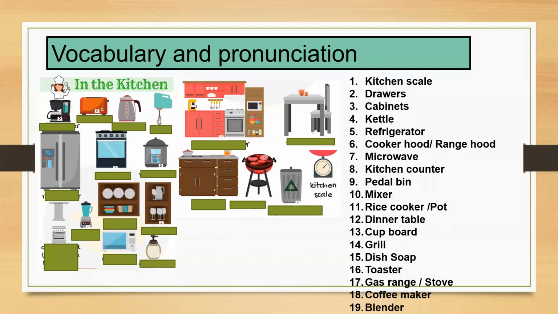Good. What is it, drawers? Cajones. Very good. So where are the drawers? Los que están al lado del asador. Very good. Kettle. What's the meaning of kettle?